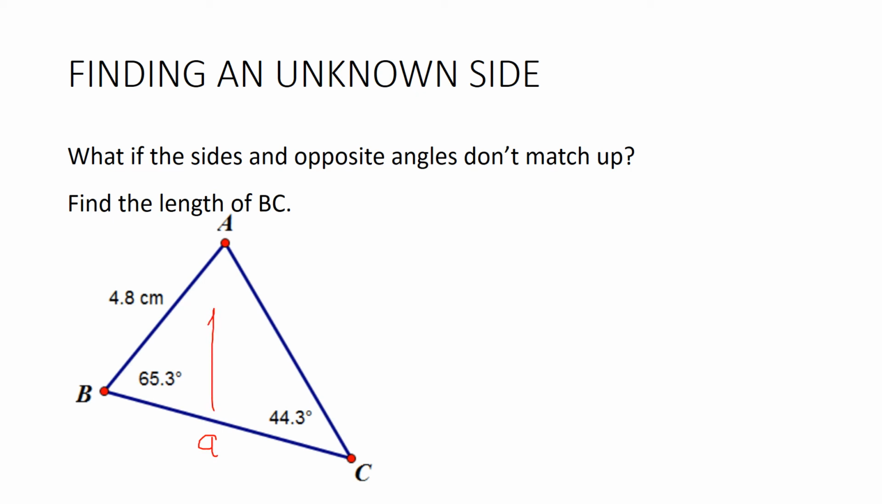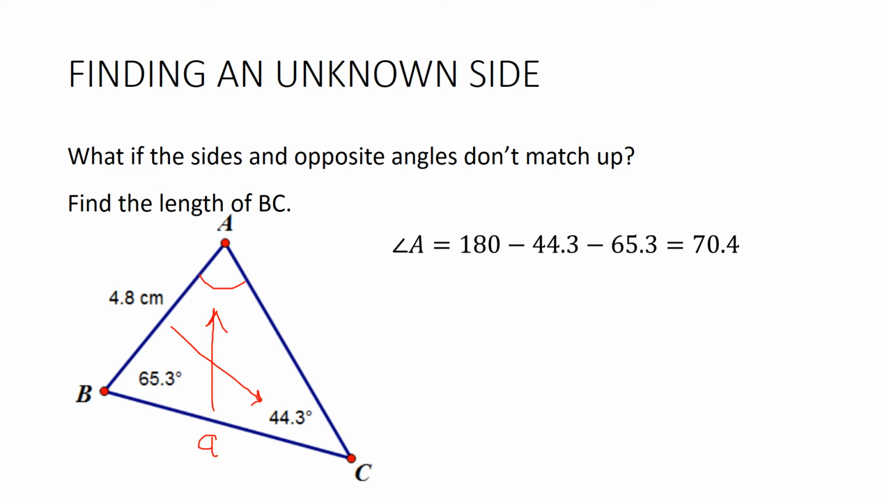And it's got no matching angle. Can you see that? I've got one pair here. It's not very difficult to find this angle though, is it? Because I know the angle sum of a triangle is 180 degrees. So angle A will actually be 180, take 44.3, take away 65.3, which is 70.4.